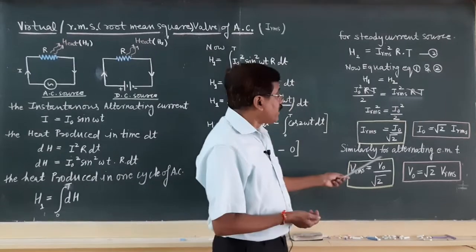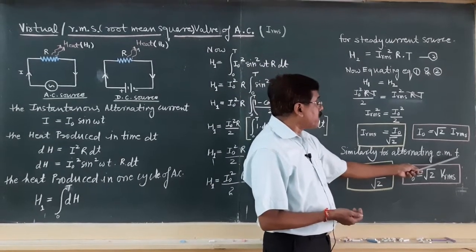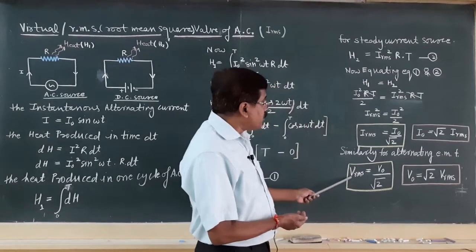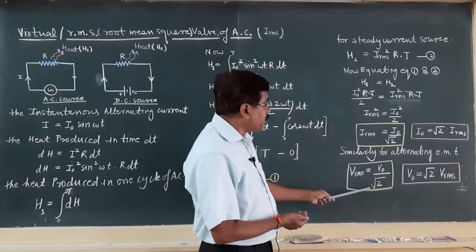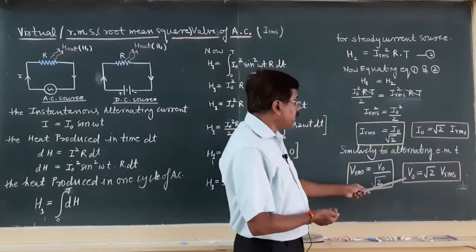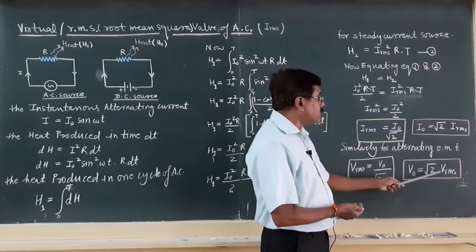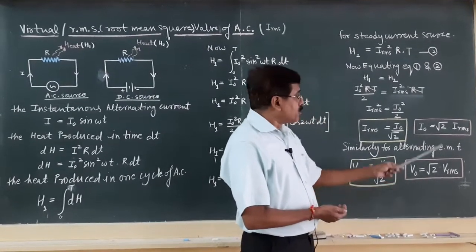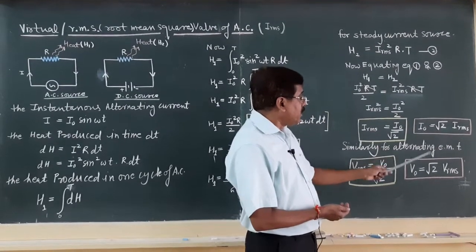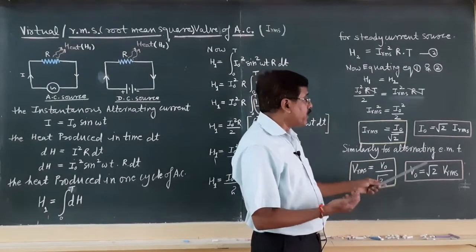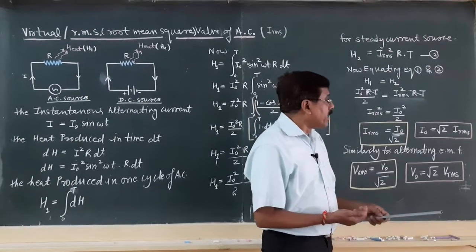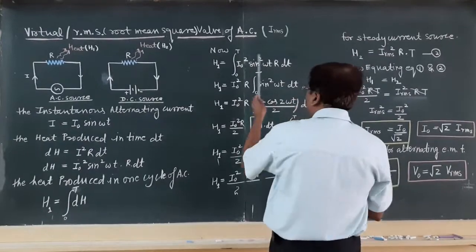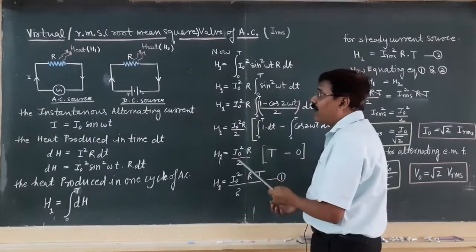Similarly, for alternating EMF, we have Vrms equal to V0 by root 2, or you can say that V0 is equal to root 2 times Vrms. So the equations for current and voltage are very important to know the relation between the peak value and the RMS value.